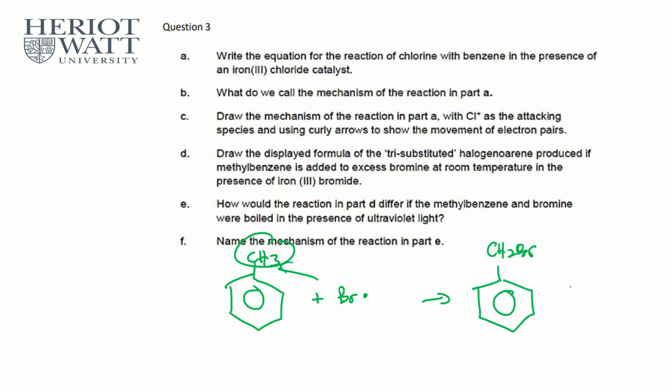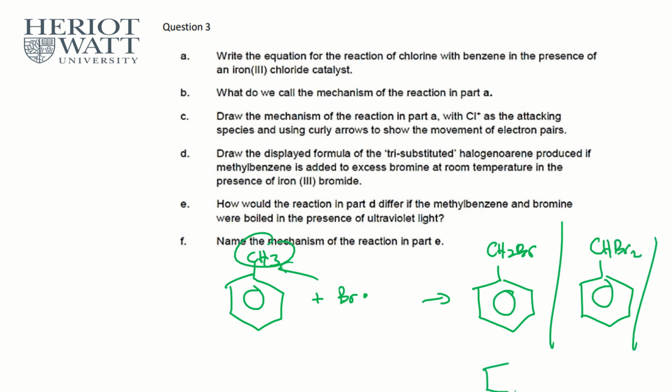And of course, it is possible to further substitute. It's a free radical substitution. It will further substitute. You may get this CHBr2, or you may get further substitution and get CBr3. You substitute all the H from the CH3. So these are the possible products formed in the presence of UV light with bromine. Okay, so that's for E.